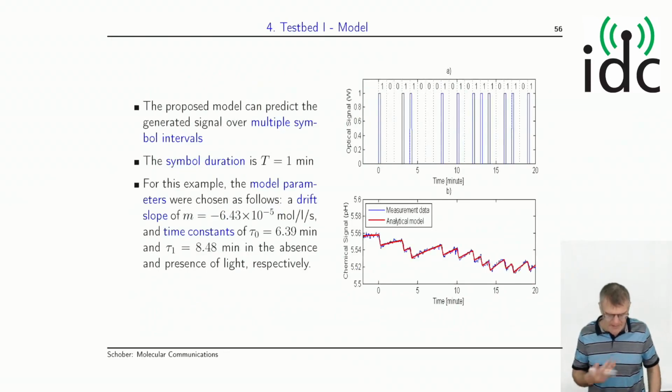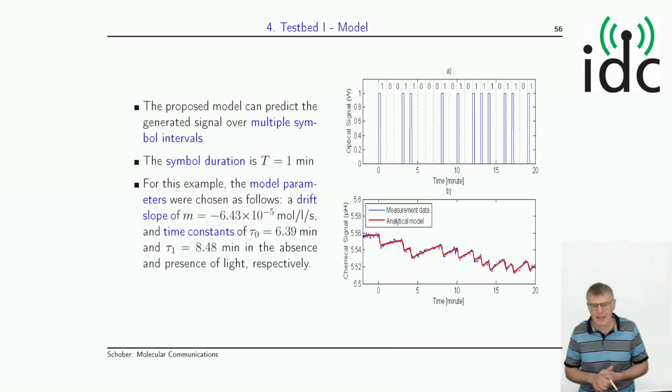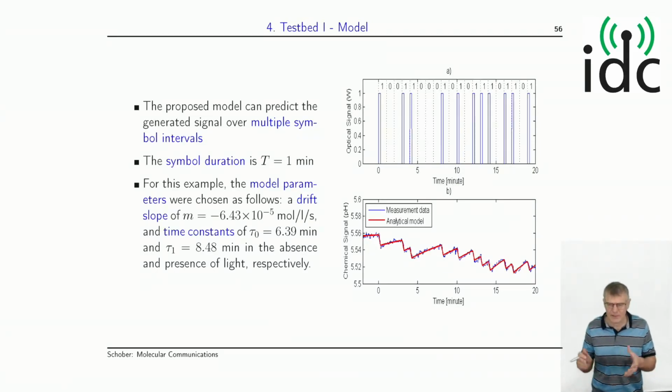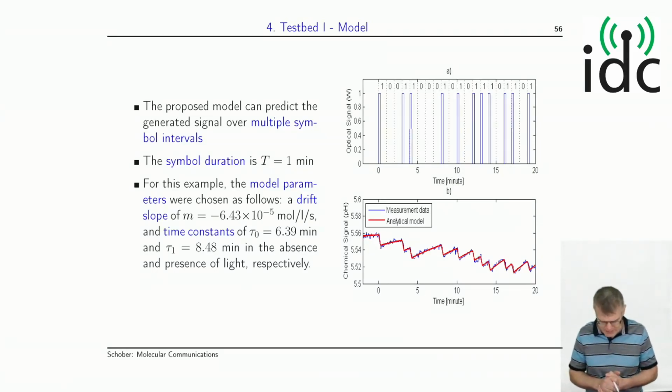Then we extended this, right? So we wanted a proof of concept. So we sent basically a sequence of zeros and ones, right? So here this is the optical signal, where the optical signal is switched on and off for a while. So this is the sequence that we want to send. And this is the corresponding chemical signal, right? So now in this case it's directly the pH value. And the blue curve that moves more quickly that you see, this is the measurement data that we directly measured with a pH sensor.